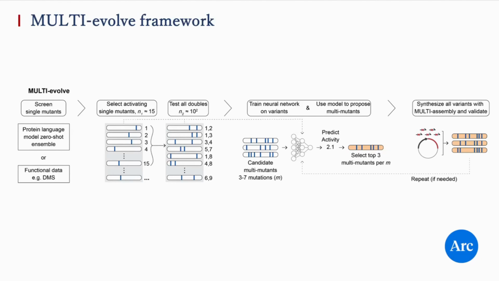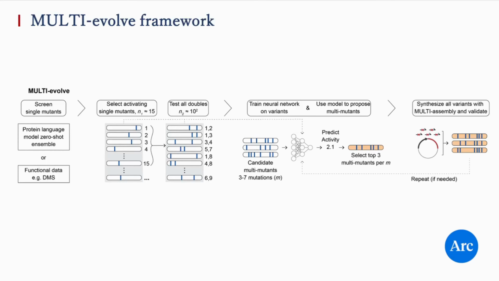Our framework begins by screening single mutants, nominated from either our protein language model zero-shot ensemble approach or from existing functional data like a deep mutational scan. Then, in the second step of the framework, a set of function-enhancing mutations are chosen, and all pairwise combinations are experimentally tested. Afterwards, we train models on the compact dataset of single and double mutants, and we use the models to nominate variants.